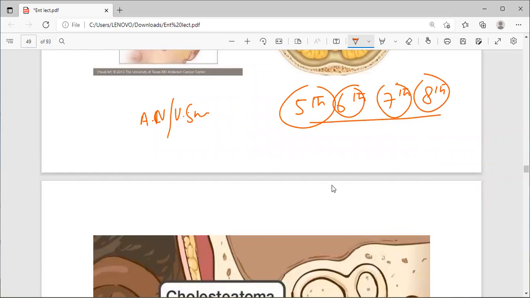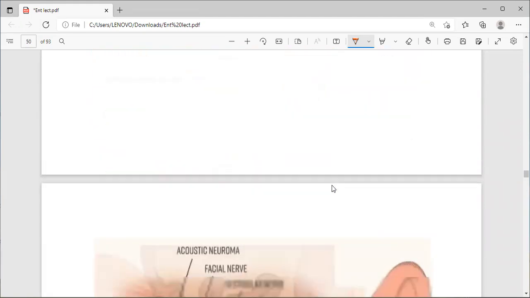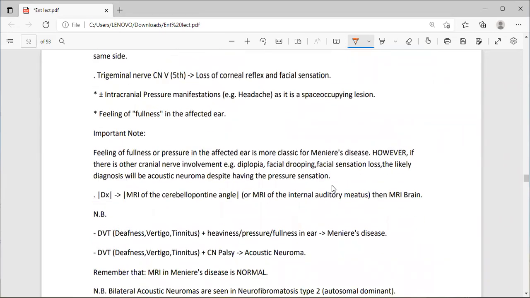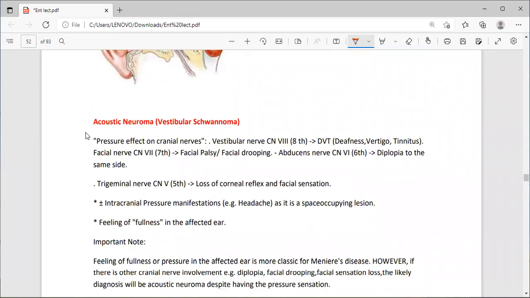neuroma. And one more thing is important: whenever a patient comes to you and you do the CT scan and you see that you have got two neuromas on both sides, bilaterally, then you must be dealing with neurofibromatosis type 2, which is an autosomal dominant condition. So what is acoustic neuroma?